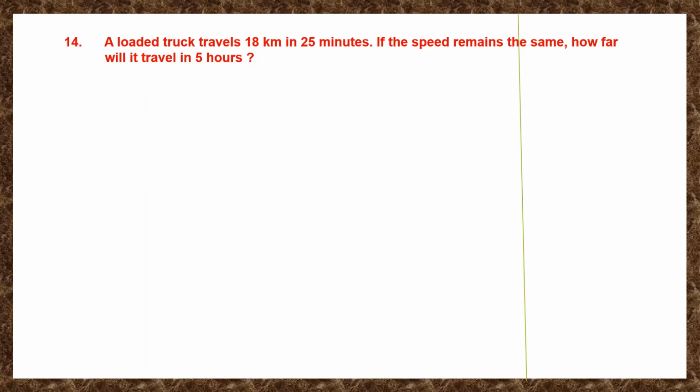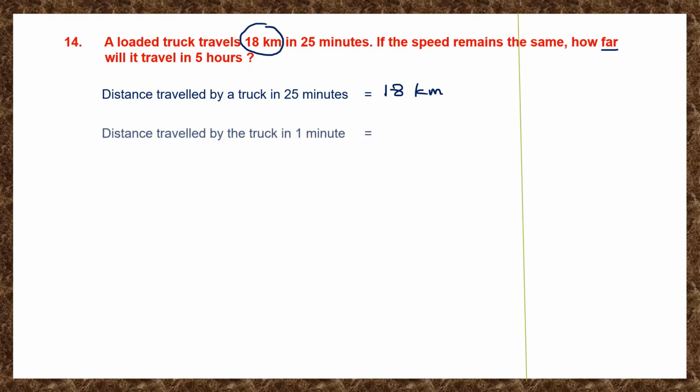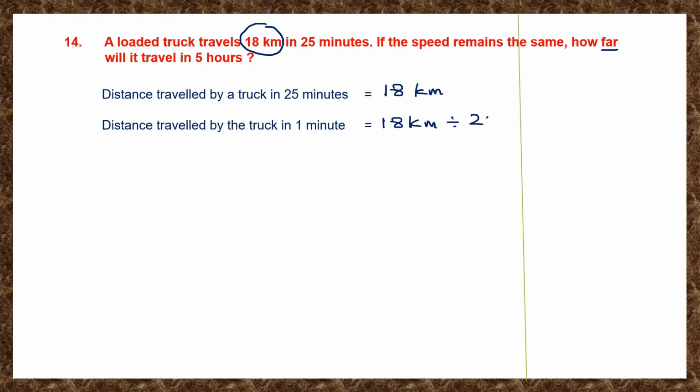Question 14. A loaded truck travels 18 kilometers in 25 minutes. If the speed remains the same, how far will it travel in 5 hours? So what are we asked to find? How far? That means we are talking about the distance. So let's begin. Distance traveled by a truck in 25 minutes is given to us as 18 kilometers. So let's write that down. 18 kilometers. Now we need to find how far the truck will travel in 1 minute. So distance traveled by the truck in 1 minute will be 18 kilometers divided by 25 minutes.